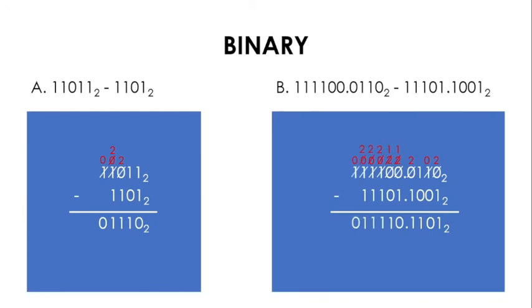For the next example, we'll just do the same thing. 111100.0110 binary minus 11101.1001 binary. We'll have to subtract each digit starting from the rightmost side to the left. So the answer for this example is 01110.1101 binary.